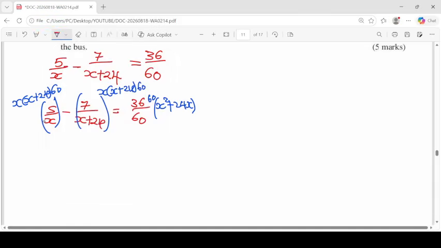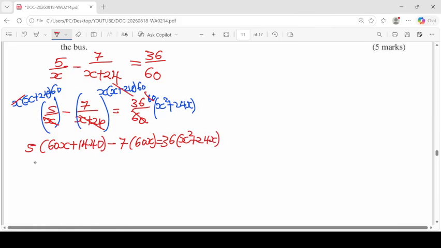After multiplying through by the LCM here, x and x will cancel. So 60 times x, this will be 60x. Let me have here 5 into (60x plus 24 multiplied by 60). You get this as 1440 minus, in this case here, we'll see that x plus 24 and x plus 24 will cancel. So this will be 7 into 60x being equal to, here 60 and 60 will cancel, so this will be 36 into (x squared plus 24x).